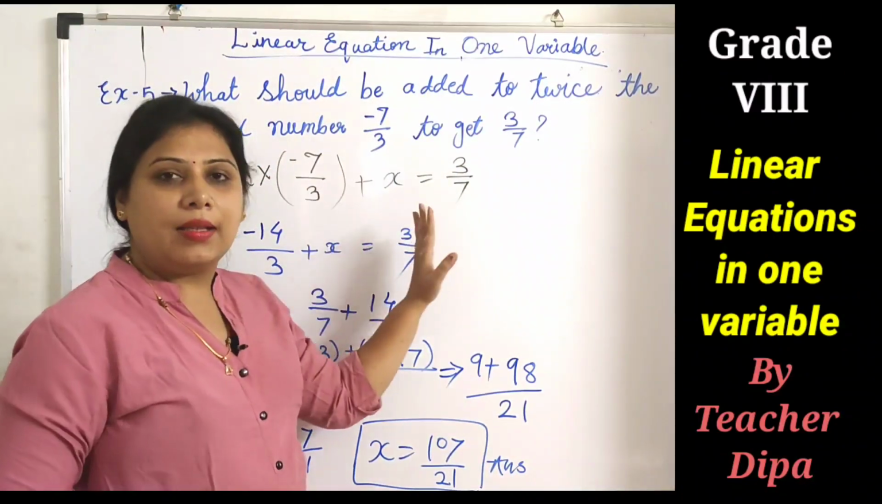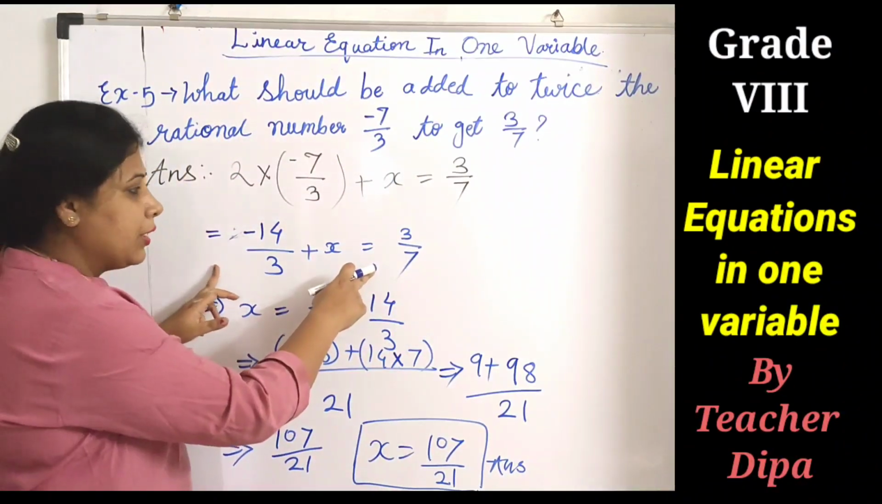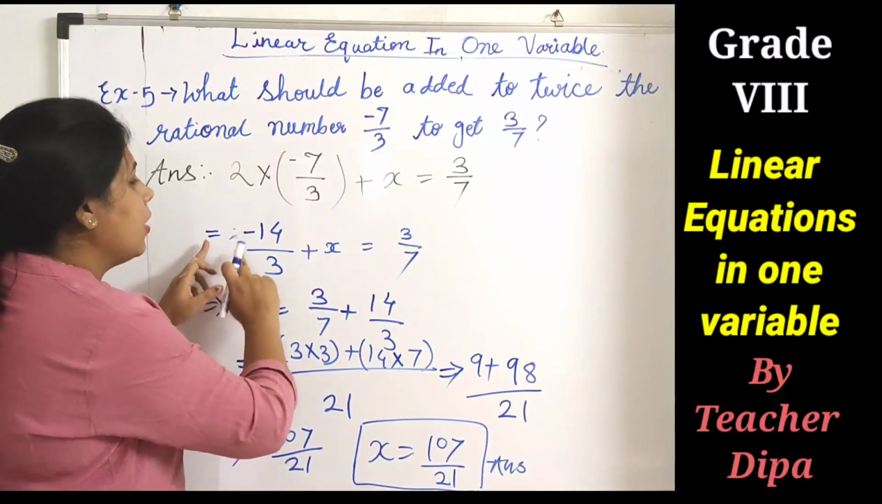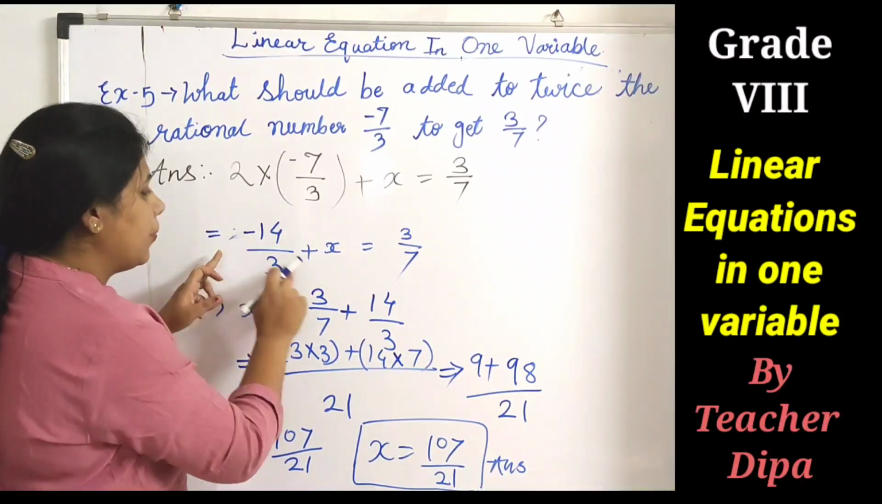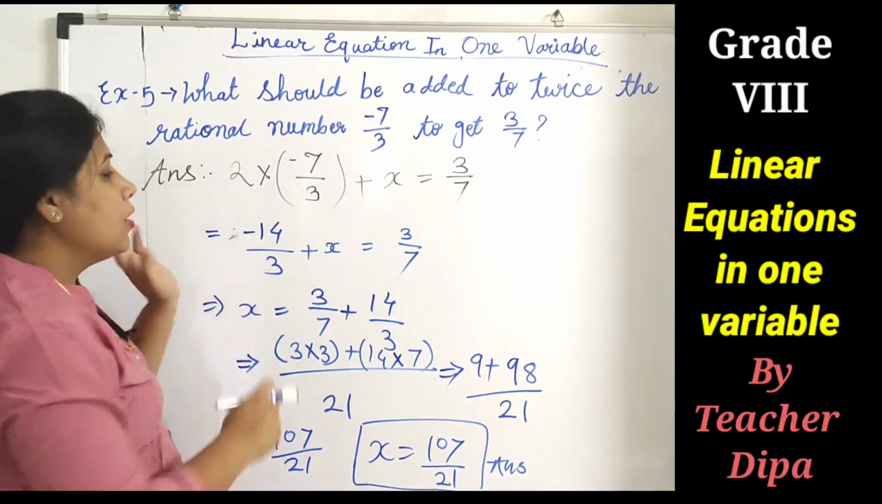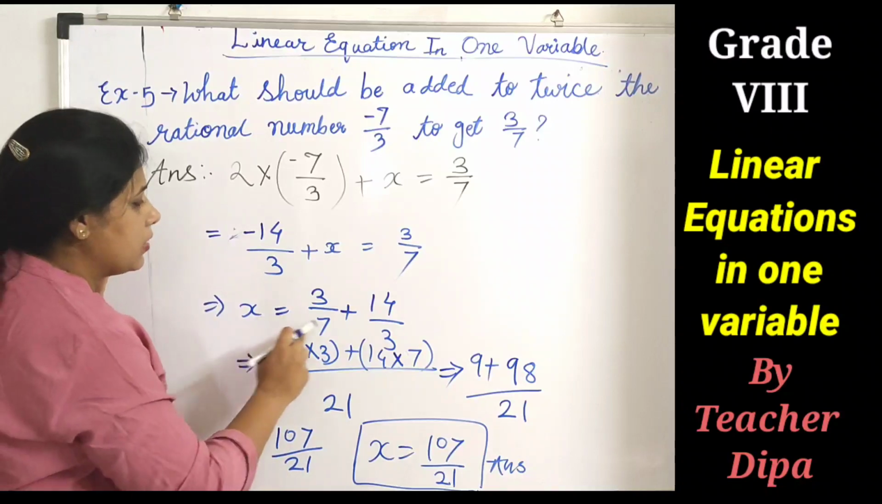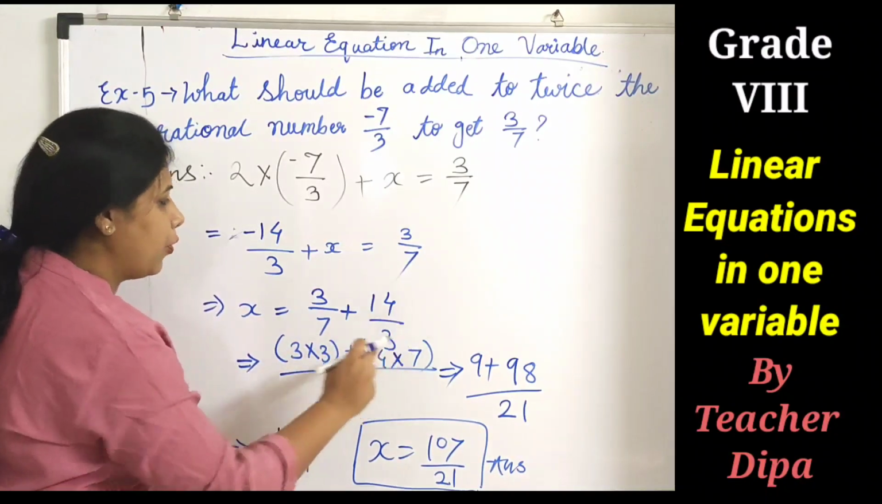हमें sum के साथ equation बनानी है, फिर हमें equation को sort out करना है. फिर मैंने minus 14 upon 3 शिफ्ट किया towards this number, and as it is a minus, so here I can add that. For getting x's value हमें क्या करना है? x is equal to 3 upon 7 plus 14 upon 3.